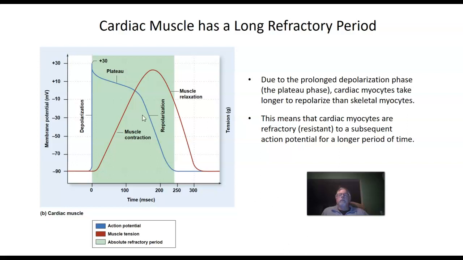Now, in cardiac myocytes, because of the plateau phase, the repolarization takes much longer than in skeletal muscle cells. So there's a separation in time of about a quarter of a second, 250 milliseconds, between when the membrane first depolarizes and when it becomes fully repolarized. Because of this separation, there is a period of time during which the membrane cannot be stimulated to contract again. This is what's known as the refractory period. Refractory means resistant. So cardiac myocytes have a relatively long refractory period. During this green period of time here, between depolarization and the time it takes for a myocyte to fully repolarize, these cells are resistant to an additional stimulus to cause them to depolarize and contract.